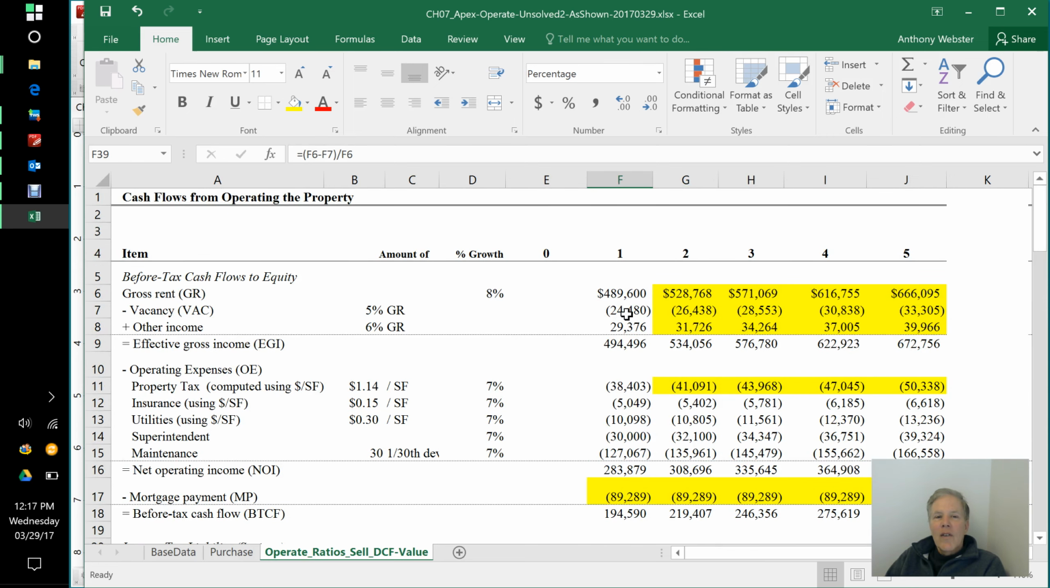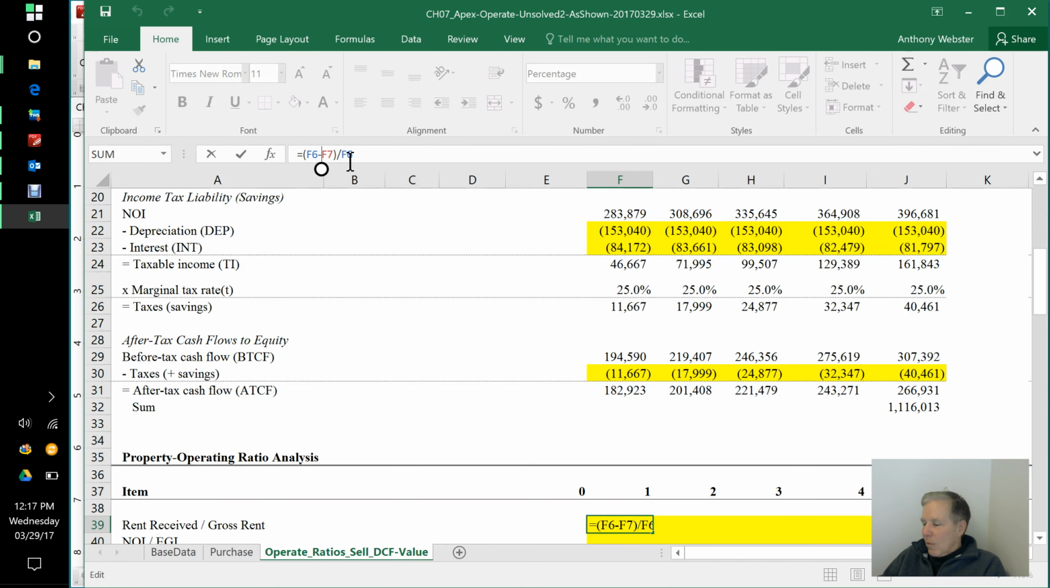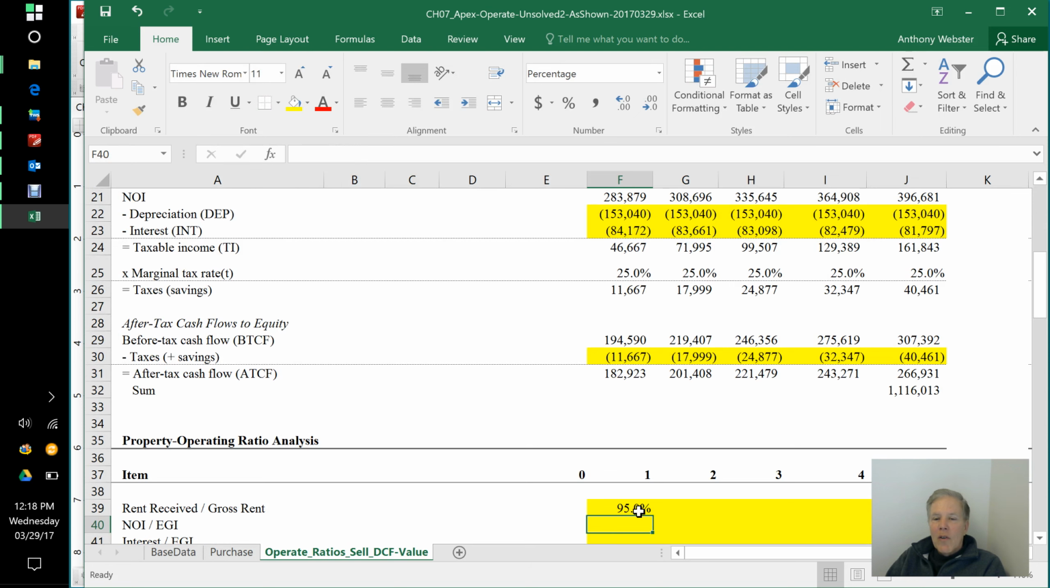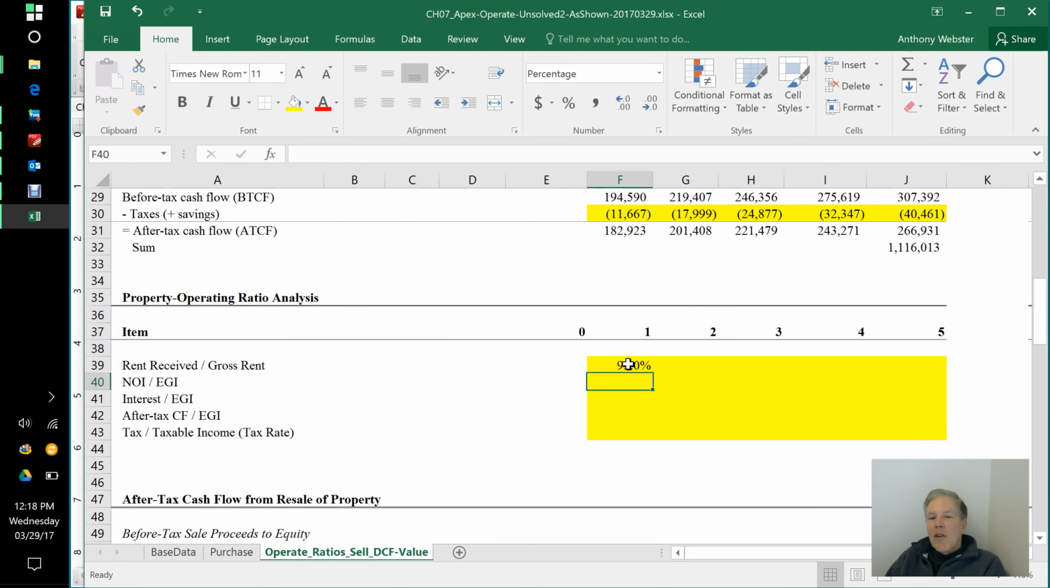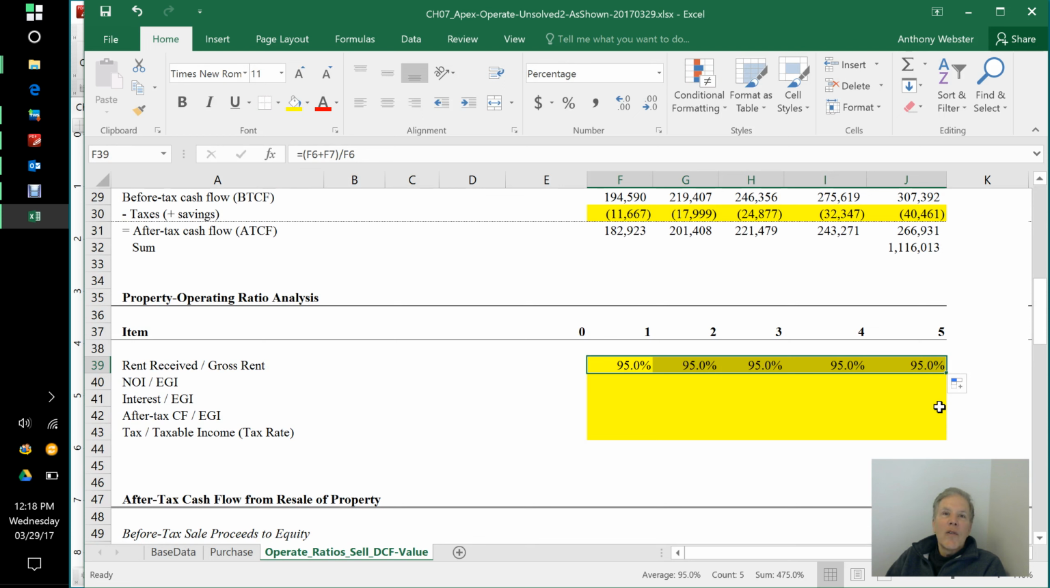The reason that I have a problem here is because of my signs. The vacancy rate is negative. Minus minus is plus. So I'm just going to say plus here and whammo. Now it's looking pretty good. 95%. And because our vacancy rate is 5% each year, I should be able to just pull this over and get 95% for each year. So I know I haven't made a mistake there.